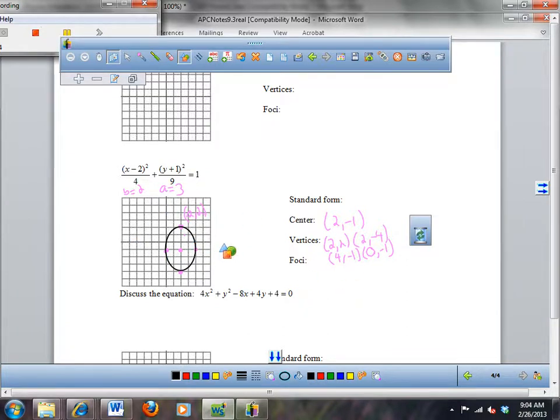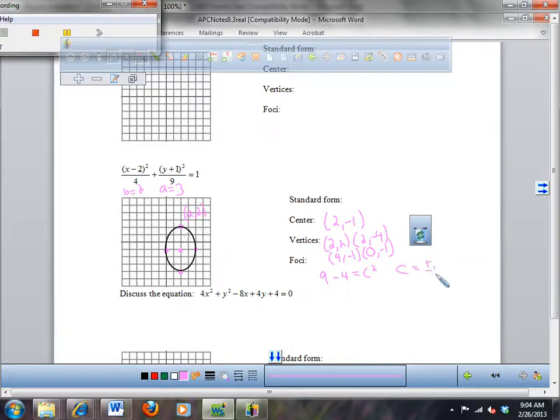Now, to find the foci, again, I just do a squared minus b squared, so that'd be 9 minus 4 equals c squared. So c ends up being plus or minus the square root of 5. Okay, so to find the foci, to write them exactly, since the center is at 2, negative 1, so would it just be 2 plus or minus root of 5, comma, negative 1?